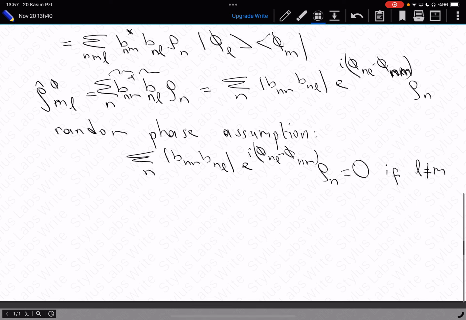So with this assumption, rho_ml, also in this new phase, is rho_m, let's say, whatever it is in this new phase, times the Kronecker delta ml. It's also diagonal.